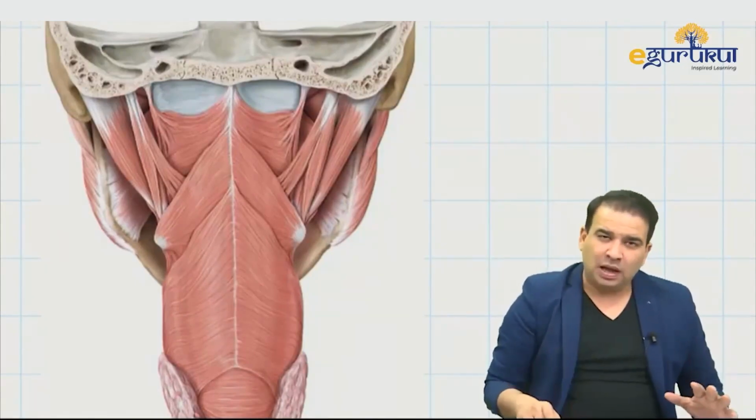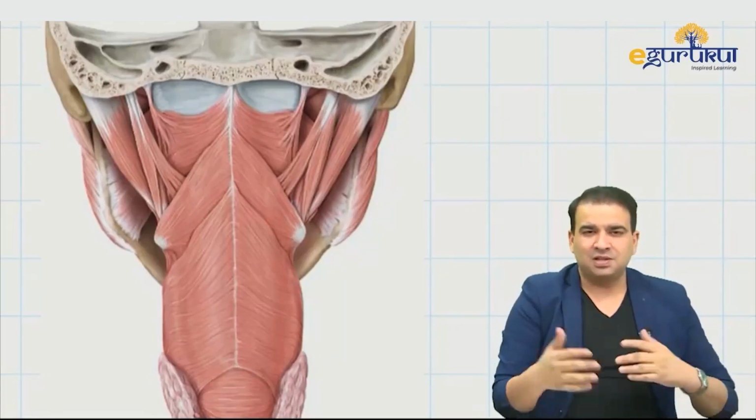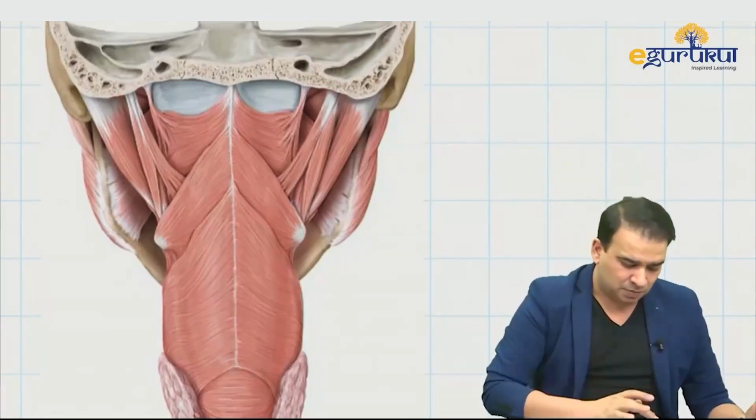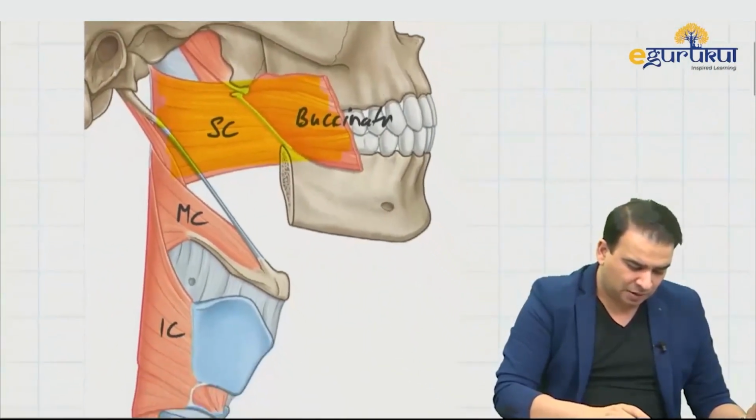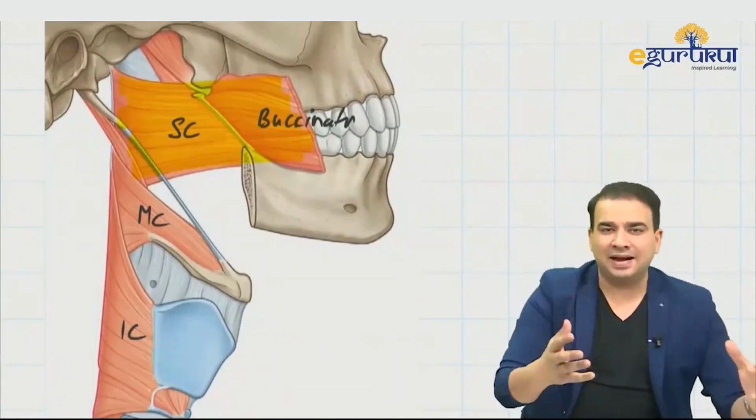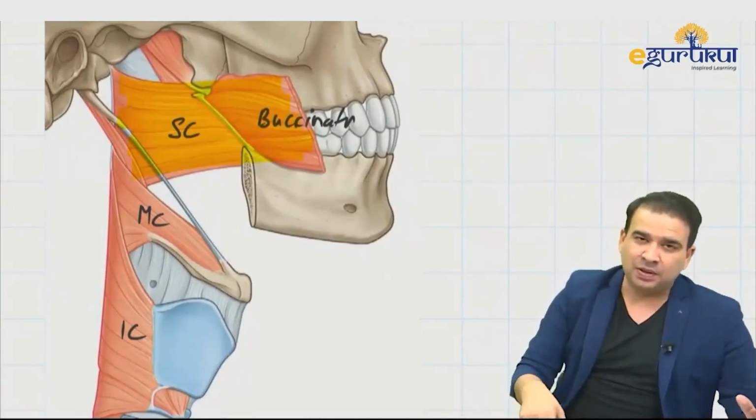Let us again try to apply some logic here rather than just mugging up the structures in between. So don't write anything because I'll draw it for you again. Just look at this, guys. Let's try to understand what structure should be there in between the constrictor muscles.